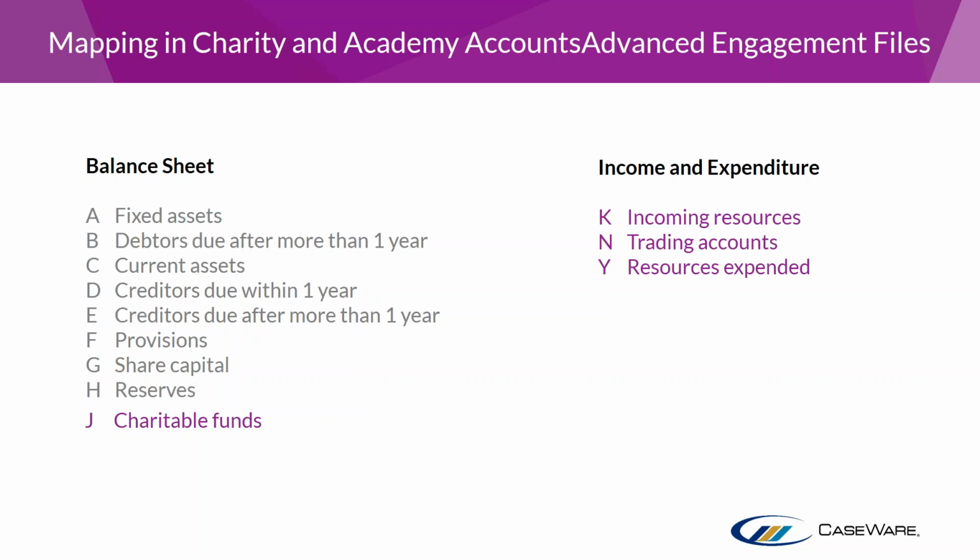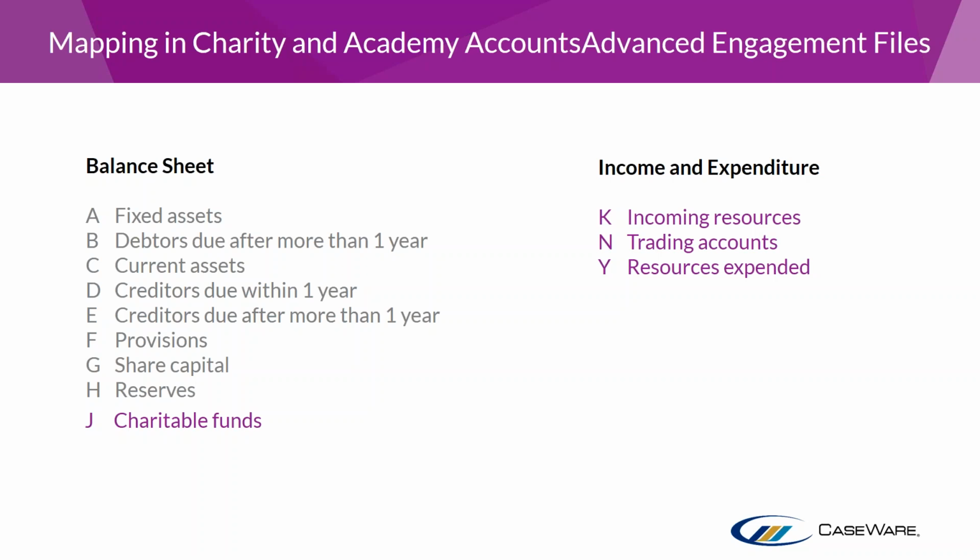In addition to that, you also have the option to use N map numbers if your organisation has perhaps trading subsidiaries or trading activities to actually generate resources. So K and Y are going to be your income and expenditure map numbers, with the possibility of also using N map numbers as well. And we'll be looking at those, highlighted by those purple lines, in a little bit more detail as we go through our webinar.